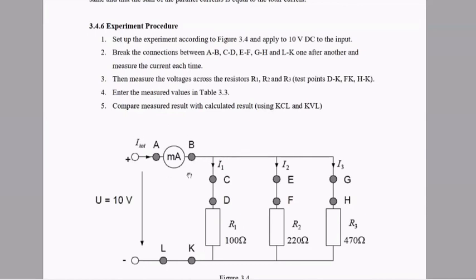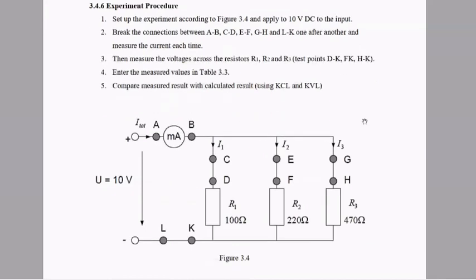We go to A, B first, break the connection, put the ammeter. Once we get the measurement, we reconnect it again, and then we break CD, put the ammeter, and continuously repeat until LK, right? Enter the measured values in table 3.2. Number 5, compare the measured result with the calculated result.